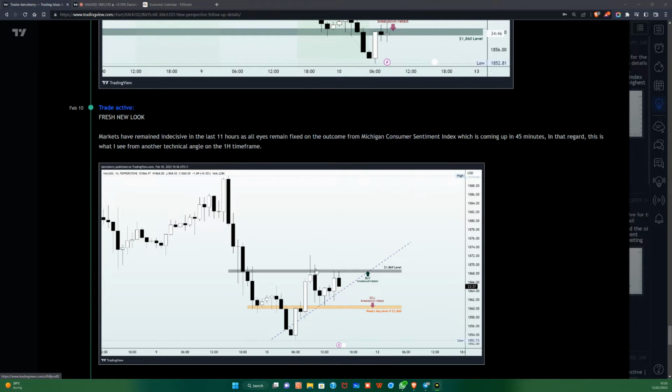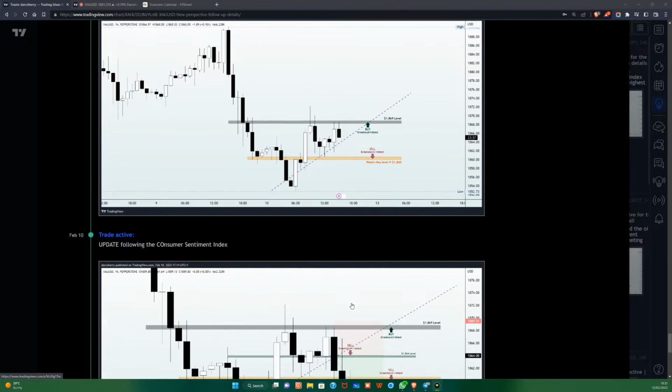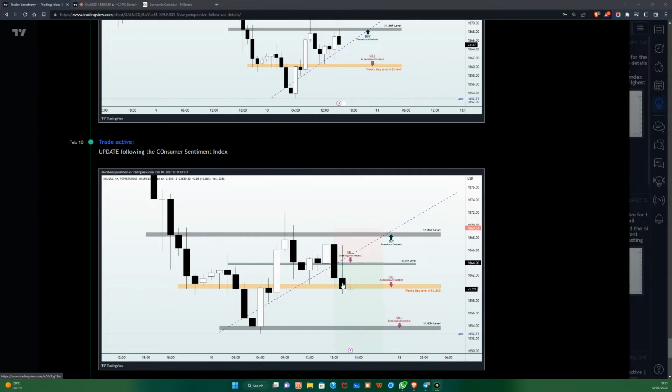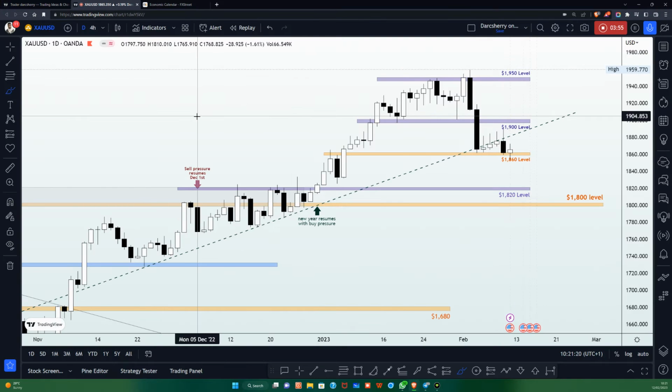And prior to the consumer sentiment index on Friday, we anticipated this with a structure between the 1869 and the 1860, and we got the position triggered after the consumer sentiment index. So at this point in time, we saw price close the week right above the 1860 to give us a huge consolidation phase last week to emphasize the indecision in this market.